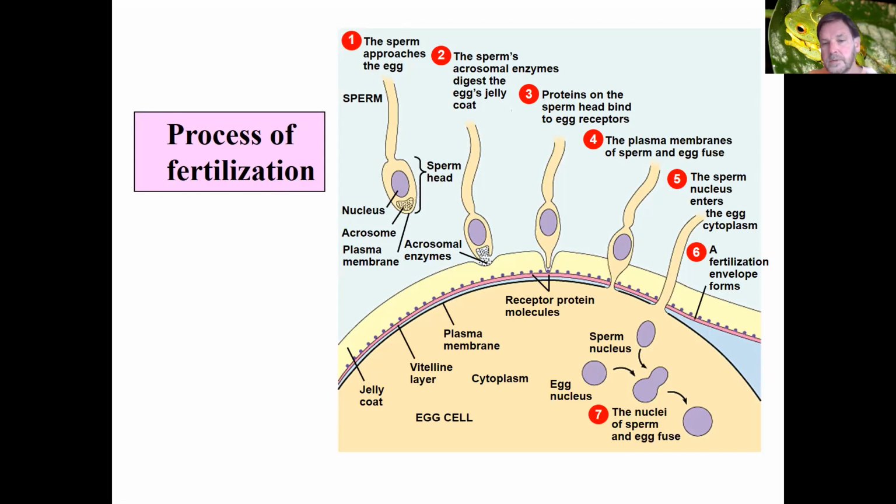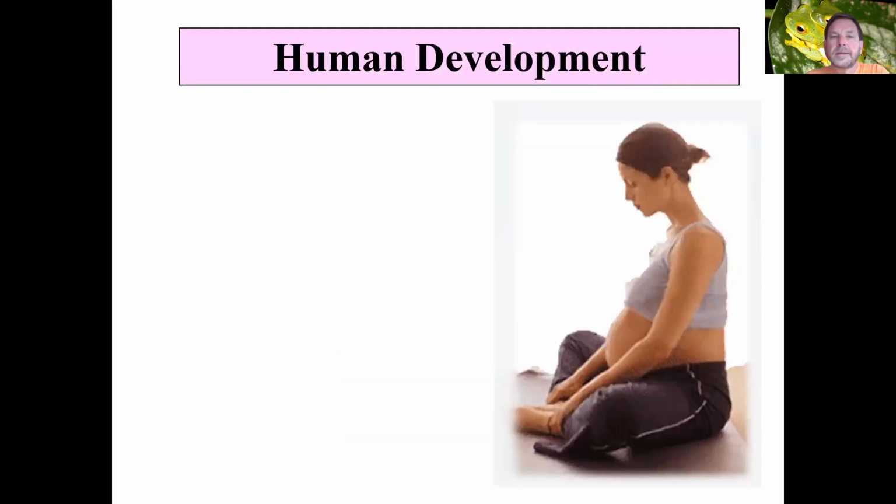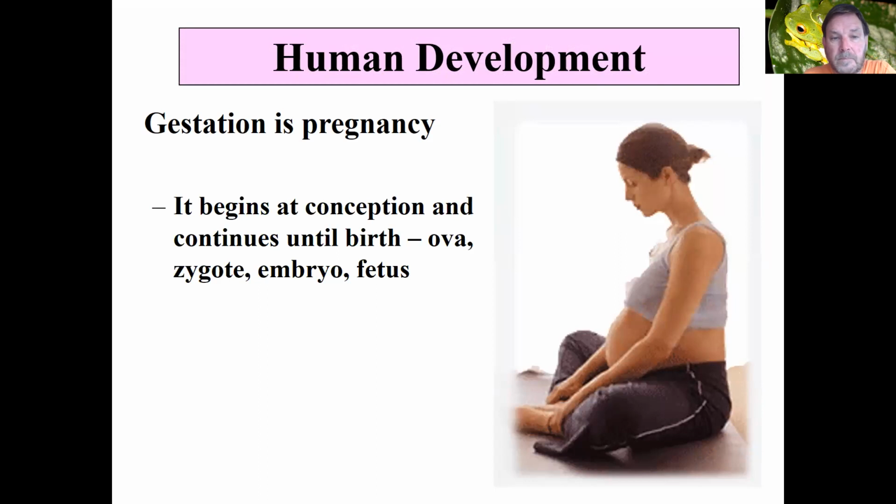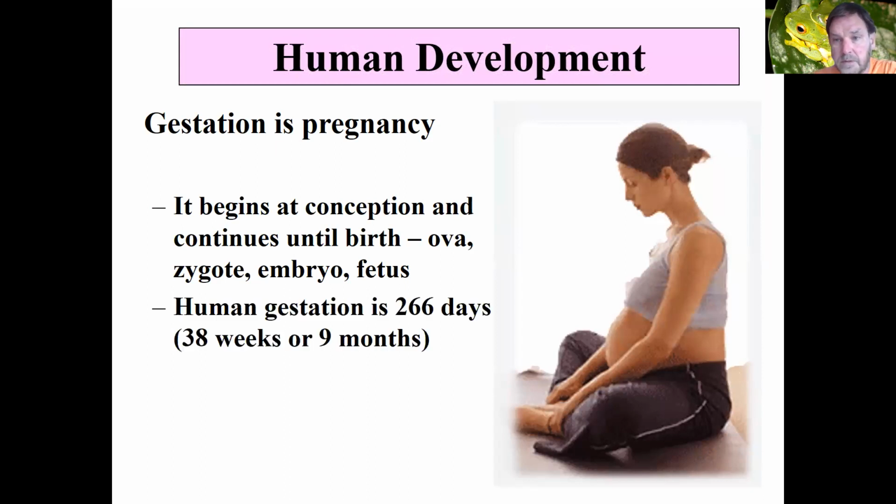There you have the fusion of sperm and egg to create a zygote. In human development, pregnancy, gestation is another name for pregnancy. It begins at conception, i.e. sperm and egg joining. You go from an egg to a fertilized egg, a zygote, to an embryo, which is a small beginning of a human, and then a fetus, which is a fairly fully developed human, but still needs some time to finish development.